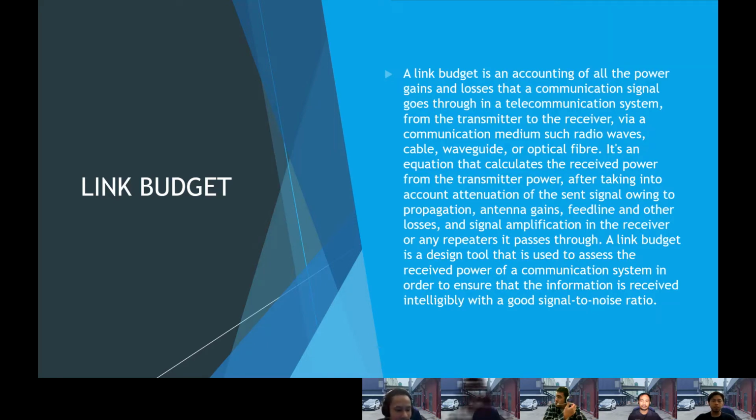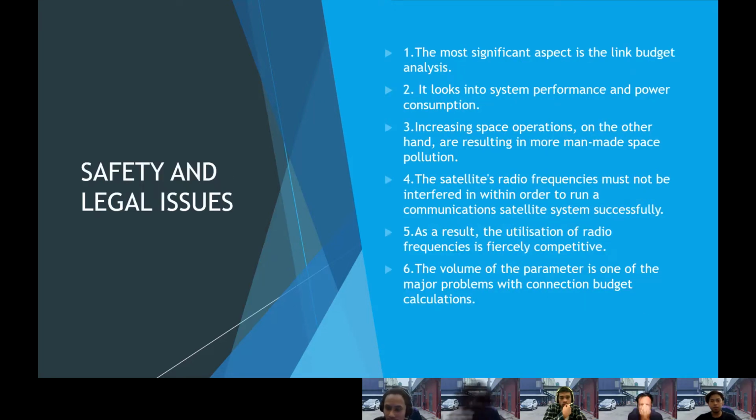A link budget is a design tool that is used to assess the received power of a communication system in order to ensure that the information is received intelligibly with a good signal to noise ratio. So for next, I will pass to my group members.